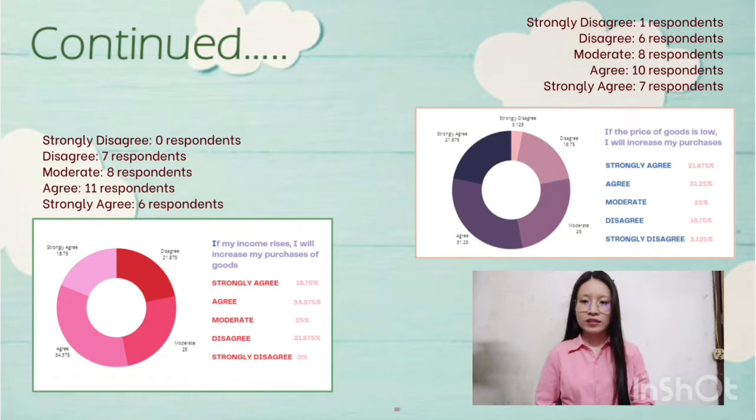The fourth statement is, if the price of goods is low, I will increase my purchase. There are 7 out of 32 respondents who strongly agree with this statement, which is about 21.875%. Concurrently, only 1 respondent strongly disagrees, which is about 3.125%. Respondents who selected agree are 10, which is 31.25%. Moderate are 8 respondents, 25%, and disagree are 6 respondents, which is about 18.75%.